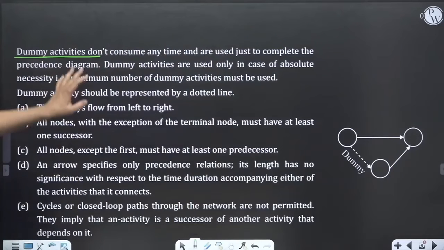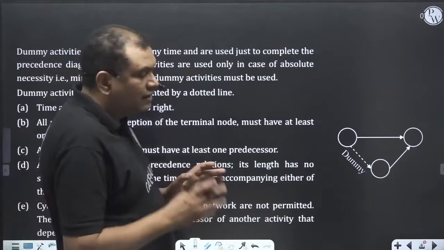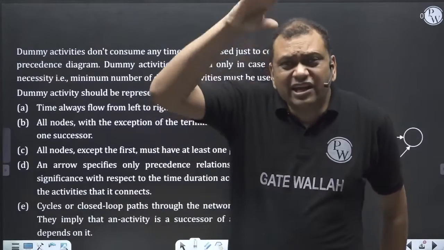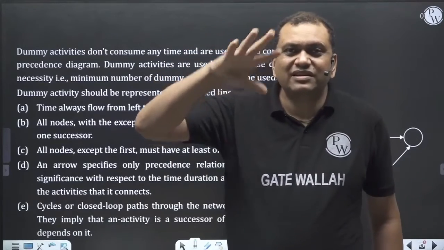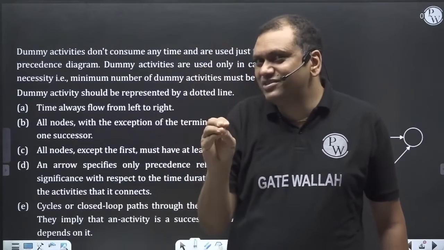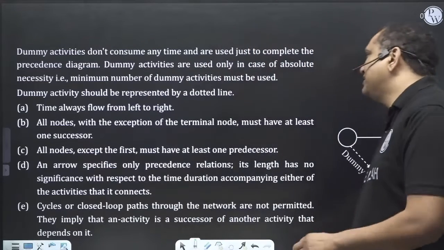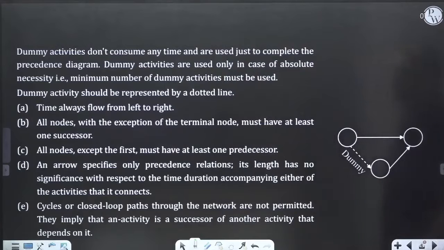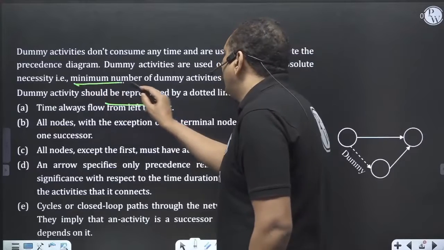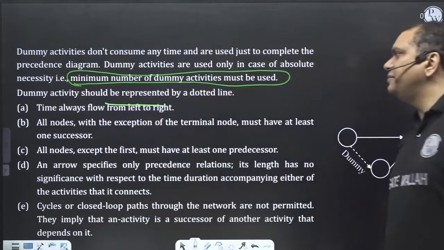Now, dummy activities do not consume any time and are used just to complete the precedence diagram. Okay, now please remember that dummy activities are used only in case of absolute necessity. The minimum number of dummy activities must be used.